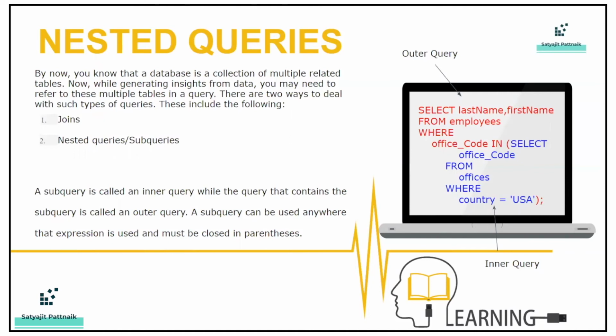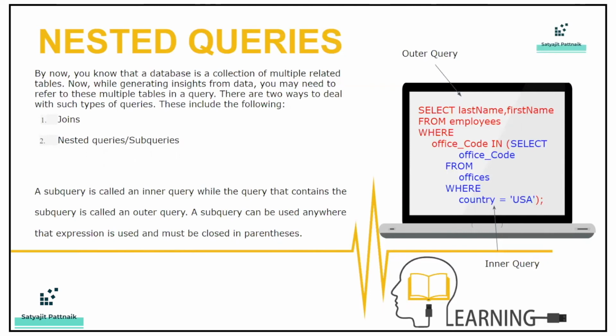Okay, a subquery is called an inner query, while the query that contains the subquery is called an outer query. A subquery can be used anywhere that an expression is used and must be enclosed in parentheses. If you look at this particular example: select something from something where office code in (select office code from offices where country equals USA). So the blue marked query is going to be my inner query and the red is my outer query. Always in a nested query, your inner query runs first, and based on the output of the inner query, your outer query runs.